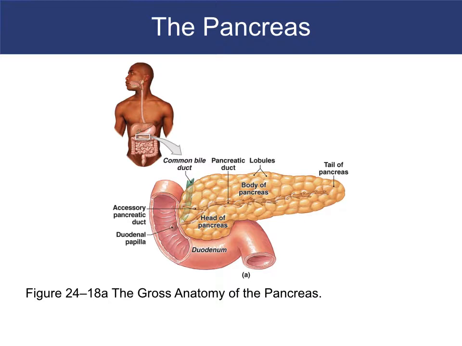Remember, the juice from the pancreas is quite alkaline. It's mixing with acid that comes here from the stomach. Remember the pylorus is right about here, where it dumps into the first part of the duodenum right there.